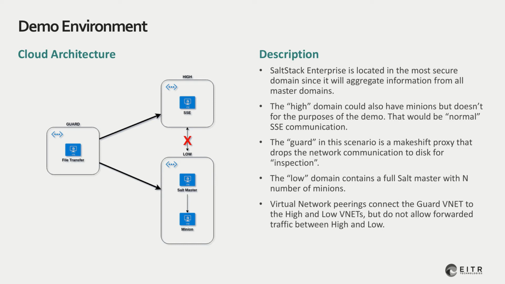Not pictured in this diagram is a bastion host, which I use as a jumping point into the demo. The bastion host can directly contact each of the three networks, but again does not allow routing between high and low directly. This bastion host is also relevant as I'll be showing some port forwarding in order to access the enterprise user interface.